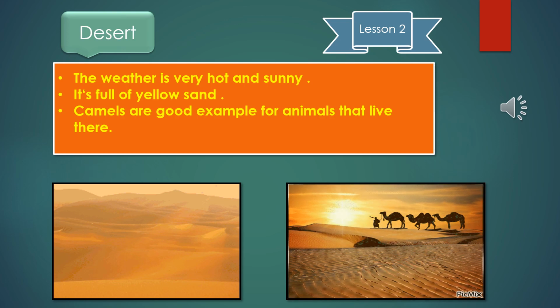What about the animals that live there? We can see camels, foxes, snakes, and also lizards. So, the weather is very hot. It's full of yellow sand and the most common animals that live there are called camels.